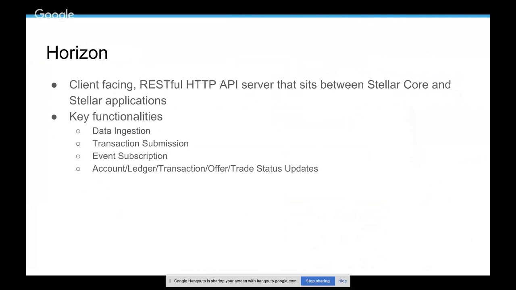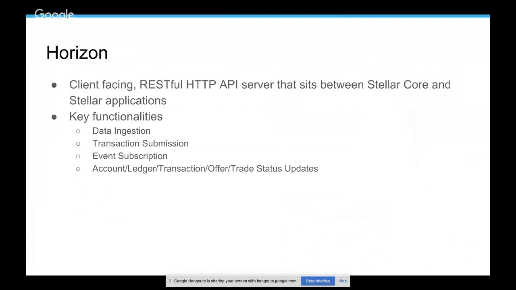So what is Horizon? Horizon is a client-facing RESTful HTTP API server that sits between Stellar Core and Stellar applications. The main purpose of Horizon is to take data from Stellar Core and make it easier for app developers to access and work with.